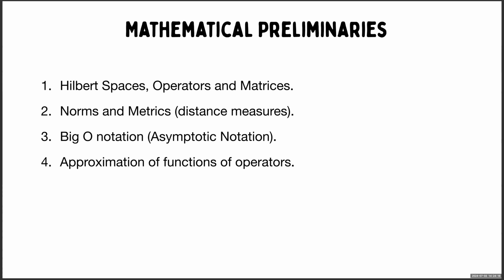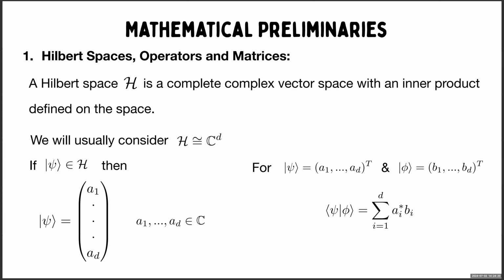So let's talk about this in a bit more detail. Of course, a Hilbert space is just a complete complex vector space with an inner product. If you don't know what that is, you can Google what a Hilbert space is, and it'll give you a little more understanding of it. But this is just a standard definition from any quantum mechanics textbook that you can find.